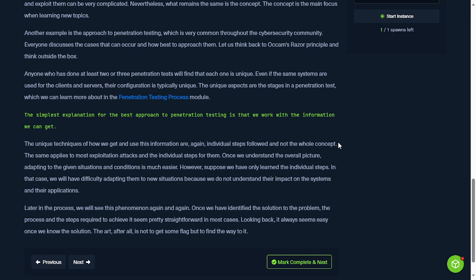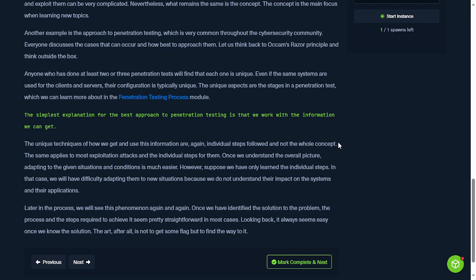Once we understand the overall picture, adapting to the given situations and conditions is much easier. However, suppose we have only learned the individual steps. In that case, we will have difficulty adapting them to new situations, because we do not understand their impact on the systems and their applications.